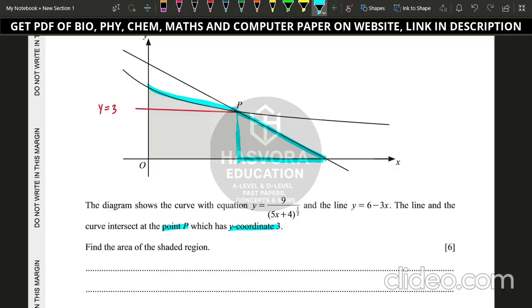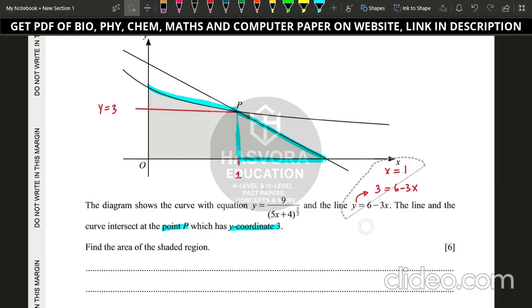But first of all, the main challenge is that we also need the x coordinate of this point P. So what you can do is insert it in any of the equations. I'm going to do it in this one. 3 is equal to 6 minus 3x. This becomes minus 3 is equal to minus 3x. So x is equal to 1.